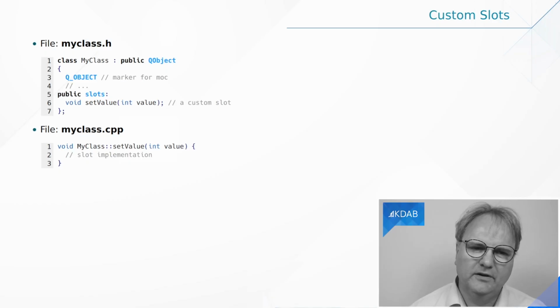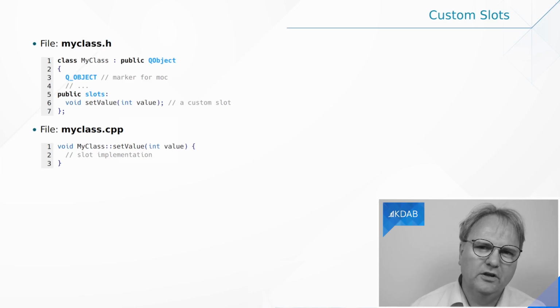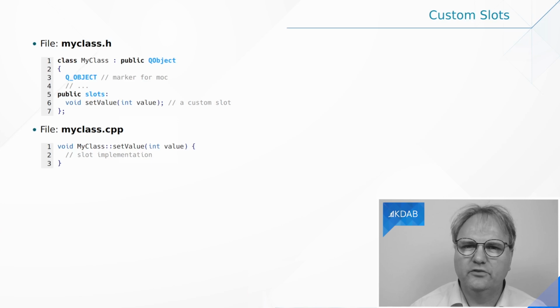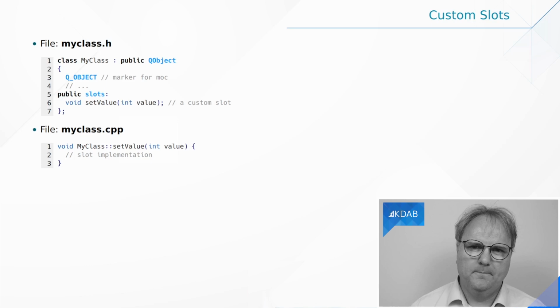If you look at the code here on my screen, you can see that your slots are in a public slots section. It might be a protected slots section or a private slots section, depending on who should be able to connect. But most often you connect your signals and slots from the outside, in which case you want to have a public slots section. Also, you need to add this really weird looking thing called Q_OBJECT. It's a macro that will expand to a lot of code, and you need that upfront in your class.